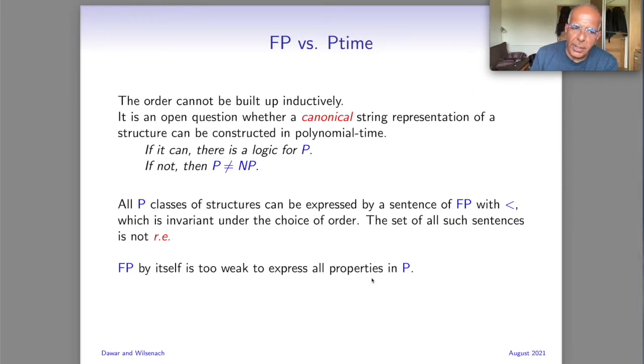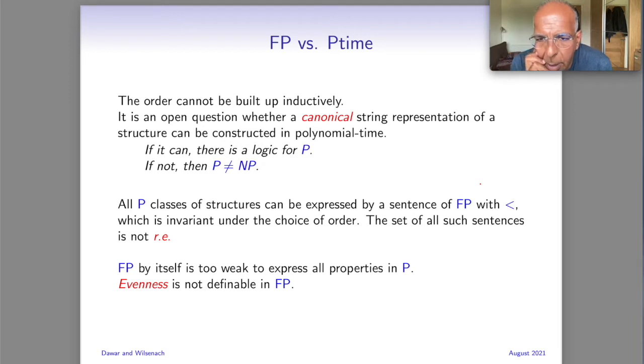But fixed point logic by itself, in general, without the assumption of an order, is too weak to express all properties in P. And in fact, there are trivial properties in P which are not definable in fixed point logic. This is the example which I mentioned in the context of first order logic, simply saying that the number of elements in the structure is even, for example. Now I'm going to talk about how we would prove that and develop the tools which are going to lead us on to further investigation.